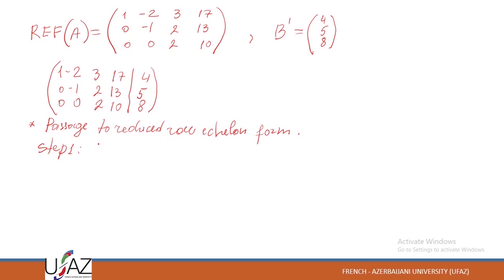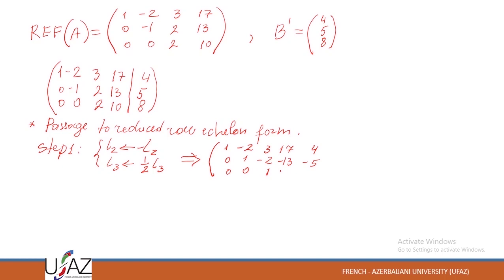Instead of L2, we write minus L2. And instead of L3, we write 1 over 2 L3. From here, our new matrix will be this. 1, -2, 3, 17, 4, 0, 1, -2, -13, -5, 0, 0, 1, 5, 4. Then we move to step 2.